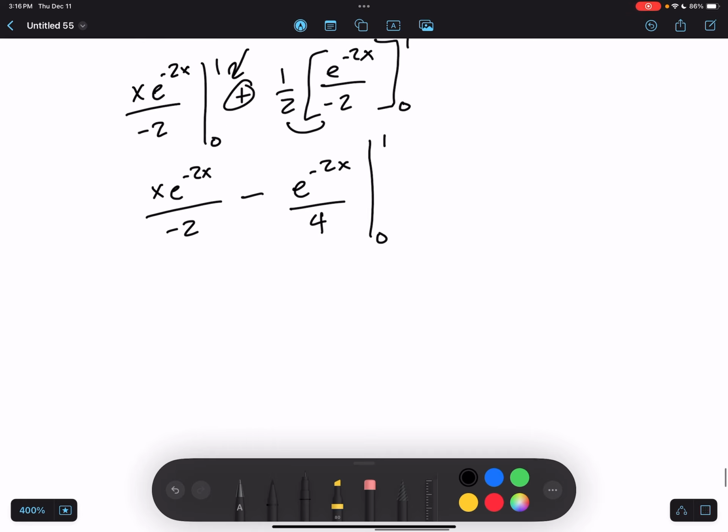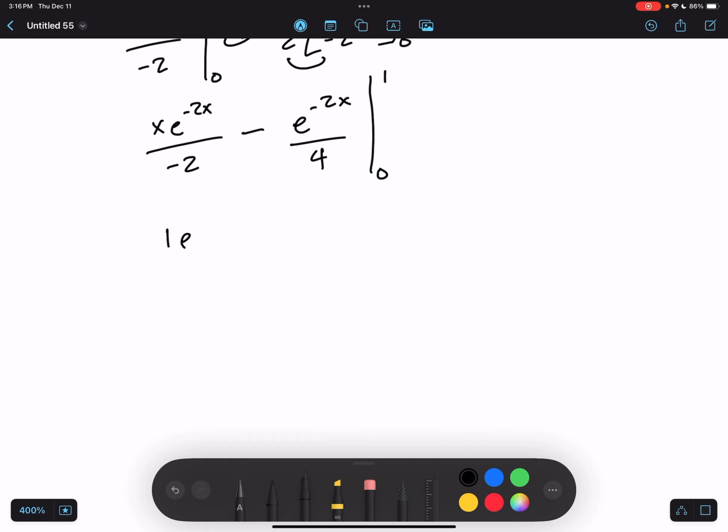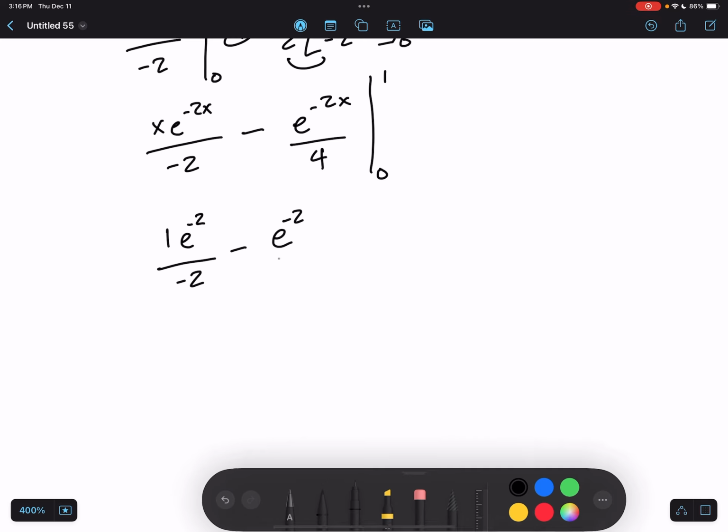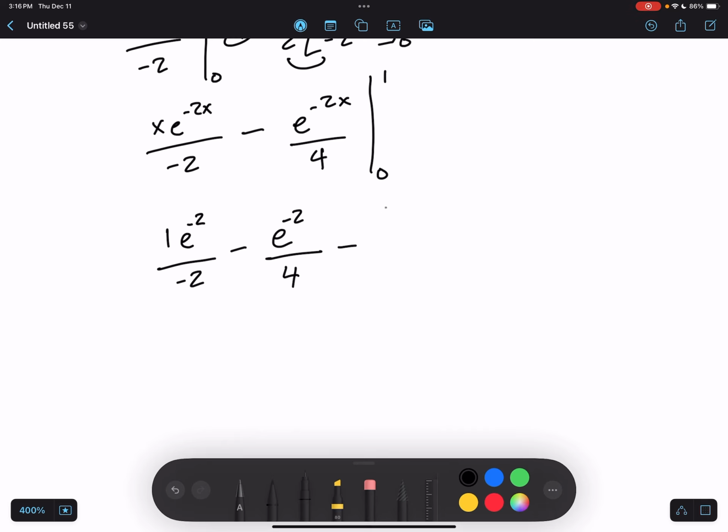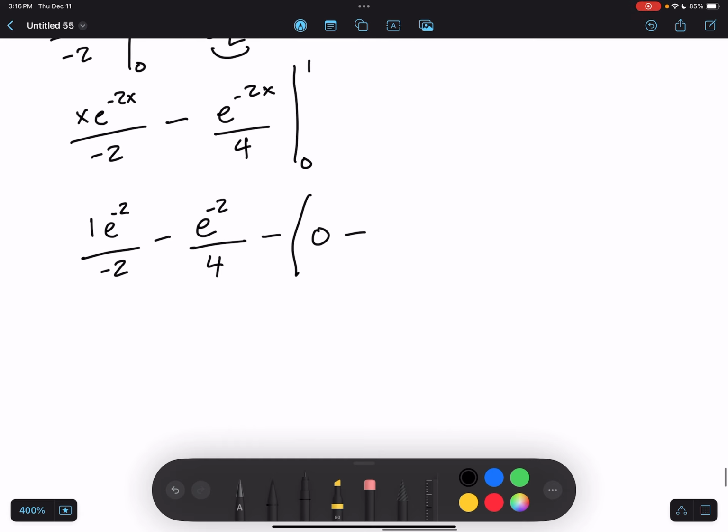So we'll start off with 1, and we'll say 1 times e to the negative 2 times 1, which is just negative 2, over negative 2, minus e to the negative 2 times 1, again, which is just negative 2, over 4, minus, in parentheses now, 0 up top means this is 0. 0 here means we'll have 0 minus, putting a 0 here changes this to 0, and 0 as anything's power is just 1, so that just becomes minus 1 over 4.